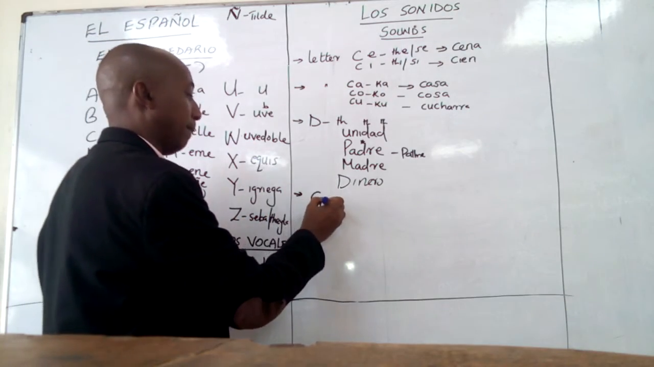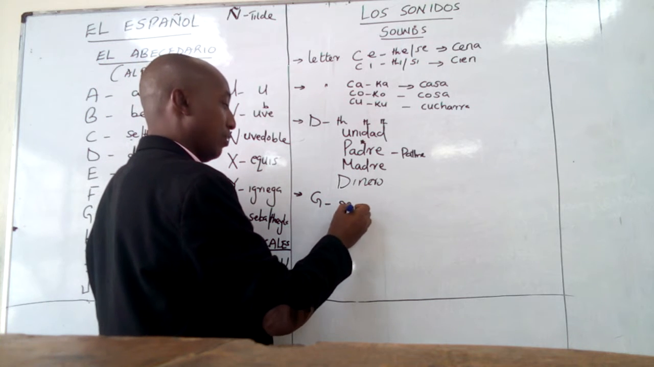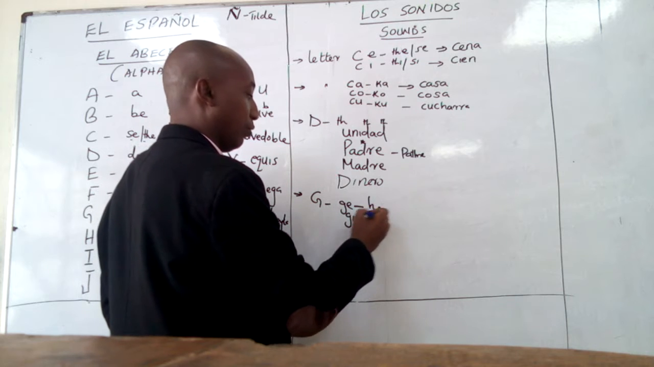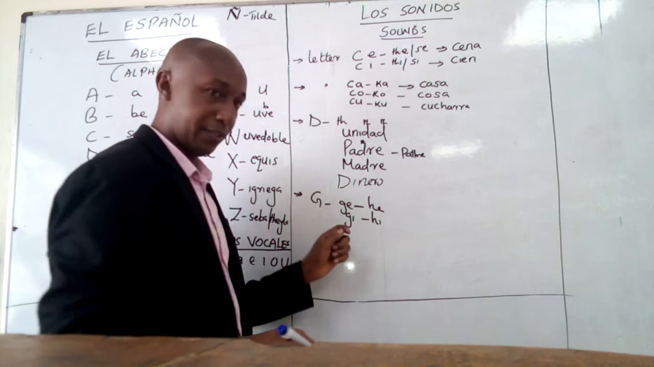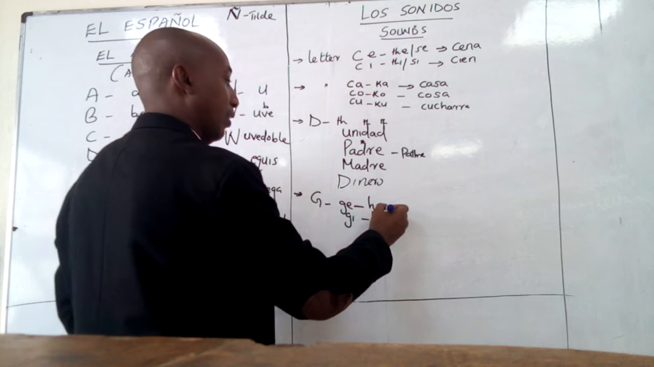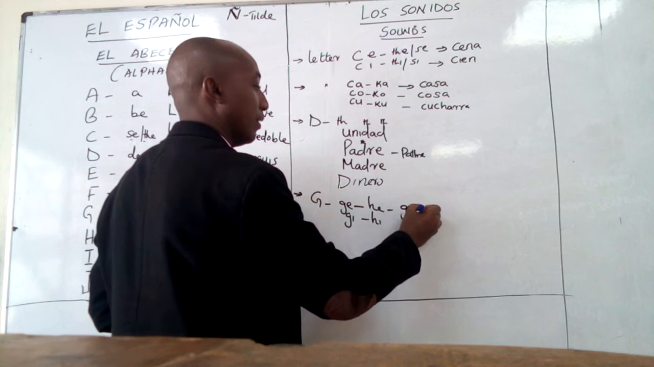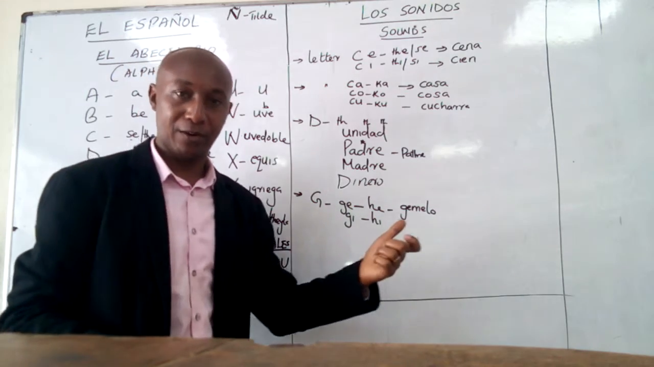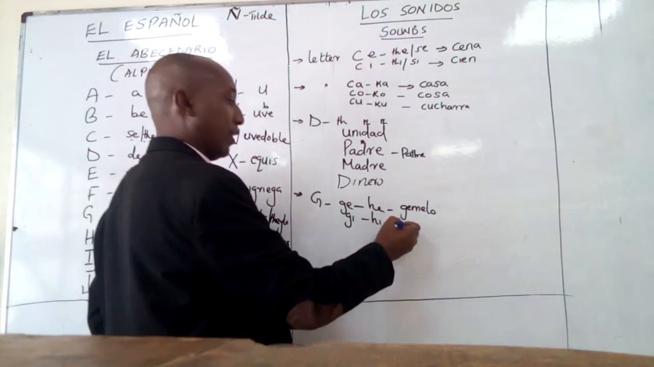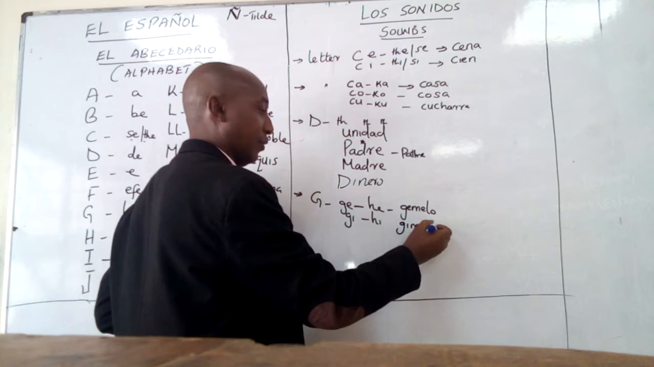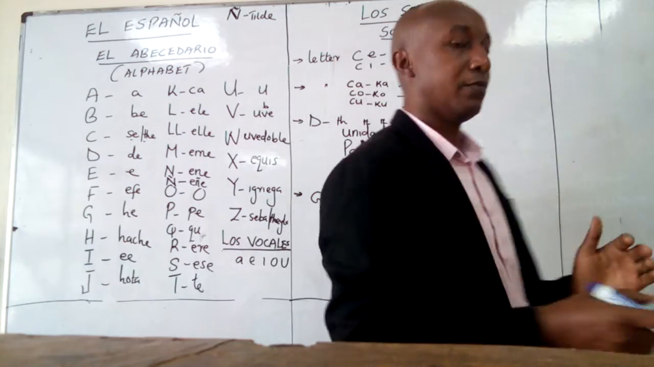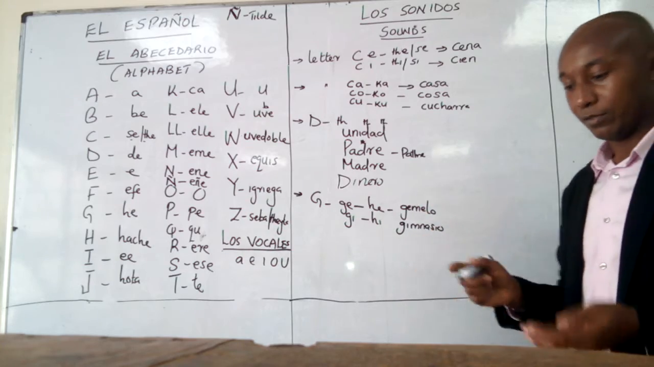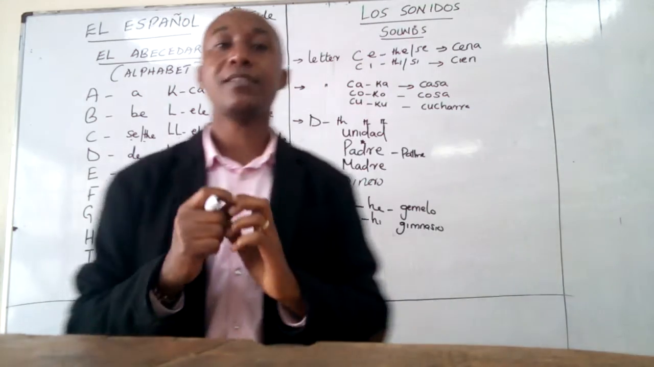Letter G followed by E or I, we take what we call a strong H sound. So here we say he and hi. For example, we have gemelo, but not G, gemelo. Then you also have gimnasio. So it is not G, but gimnasio, gemelo, gimnasio. So that is very important to understand as a learner.